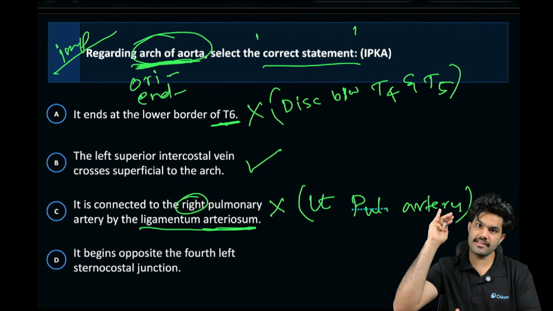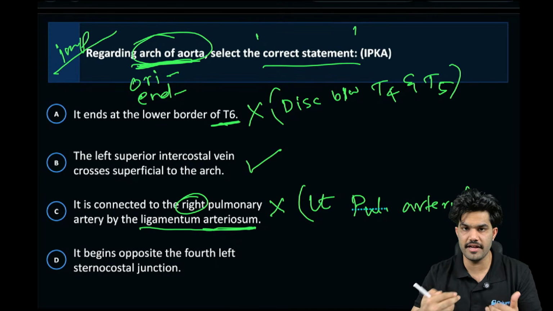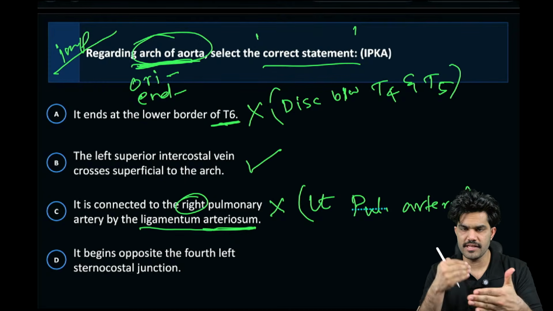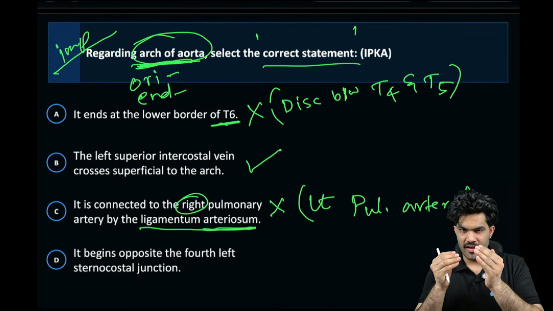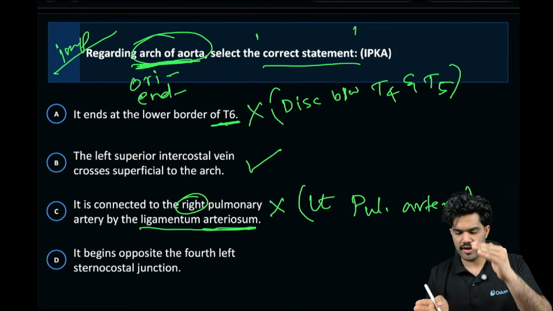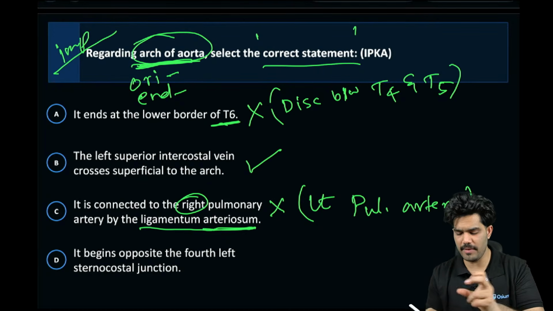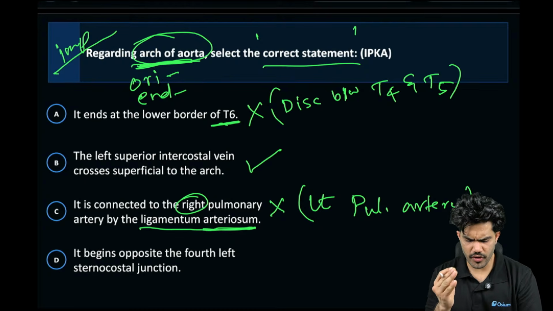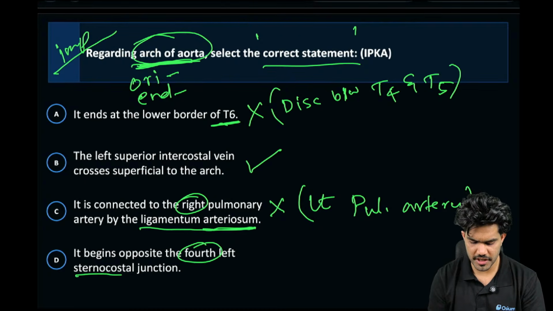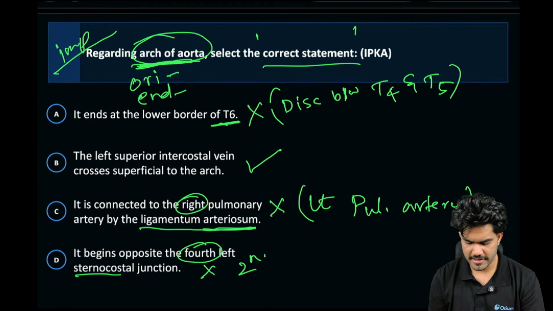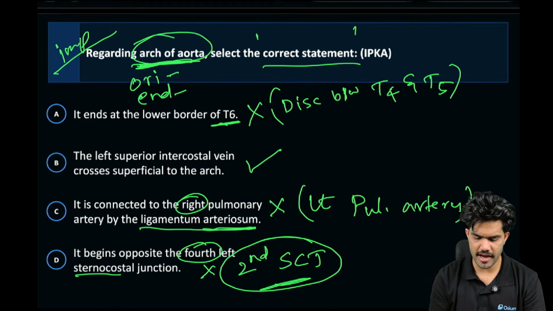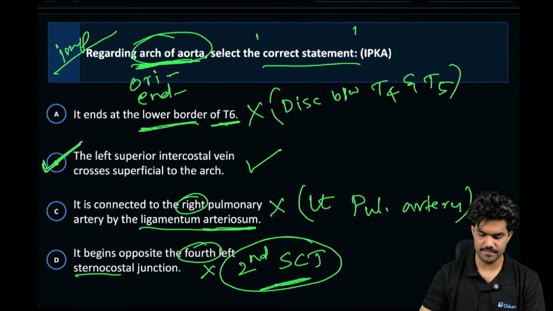It was ductus arteriosus when we are fetal. But after that it gets closed and it becomes a ligament. But it is attached from where to where? From arch of aorta to left pulmonary artery. Okay. It begins opposite the fourth sternocostal junction. No, it begins at second sternocostal junction. See, it's the beginning, it's the ending. Okay. So the answer will be B.